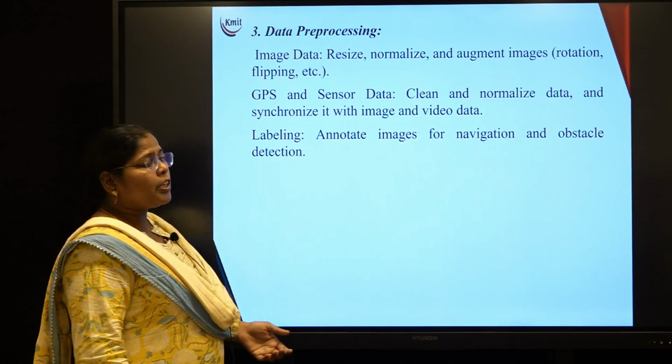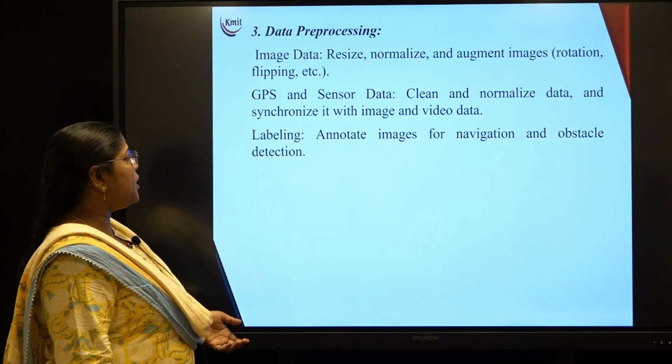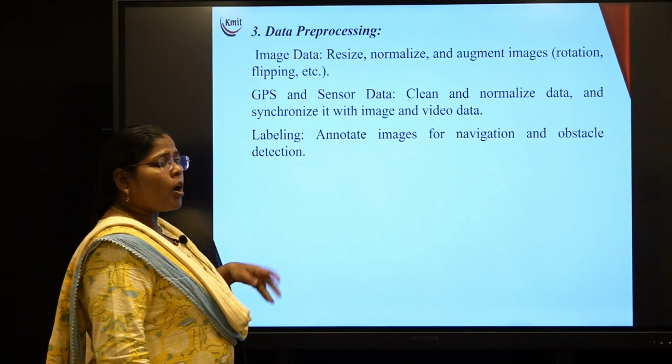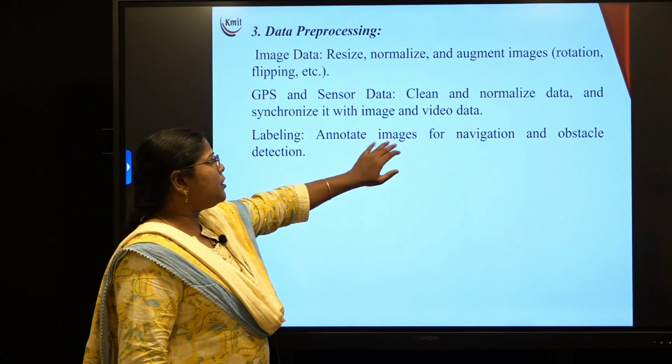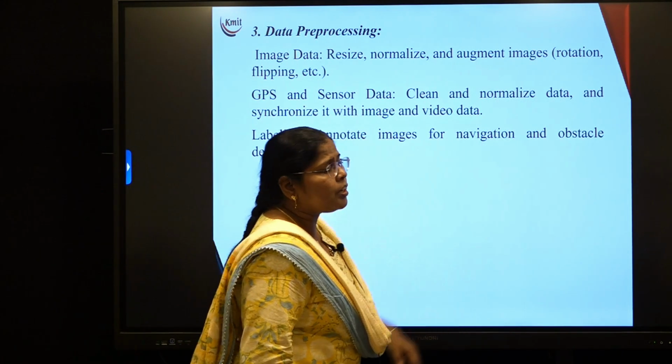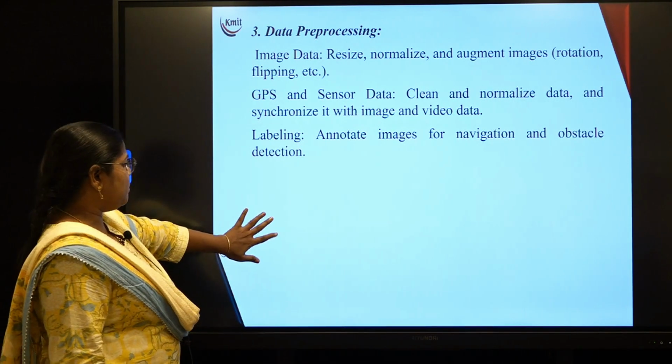Next, labeling is very important in crop detection or recommendation systems. So always we need to annotate the images for navigation and obstacle detection.